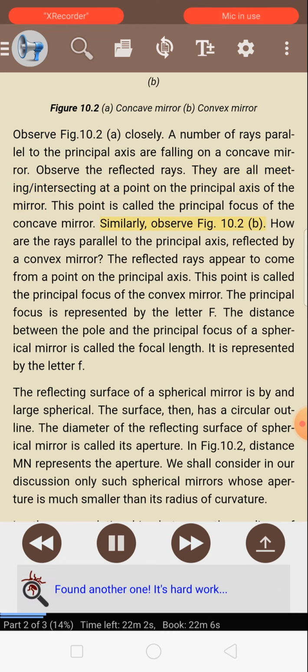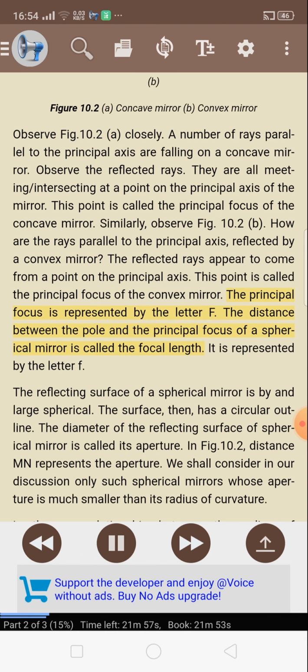Similarly, observe figure 10.2B. How are the rays parallel to the principal axis reflected by a convex mirror? The reflected rays appear to come from a point on the principal axis. This point is called the principal focus of the convex mirror. The principal focus is represented by the letter F. The distance between the pole and the principal focus of a spherical mirror is called the focal length. It is represented by the letter f.